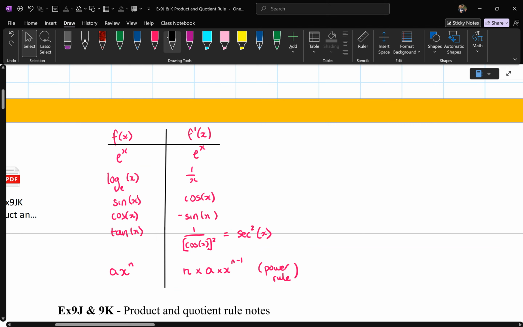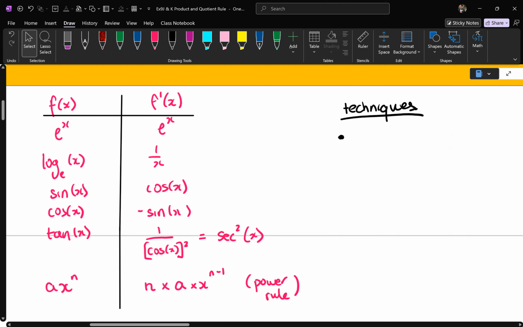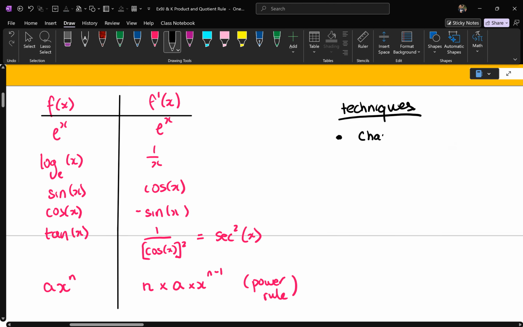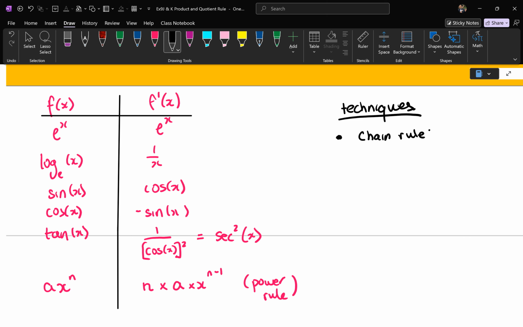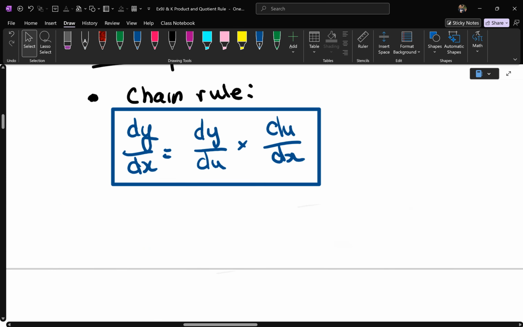And then along the side, we have a few other techniques. One of which, from our last lesson, which is your bread and butter of the course, is called the chain rule. What is the chain rule again? Noah? dy/dx equals dy/du times du/dx. Very good.